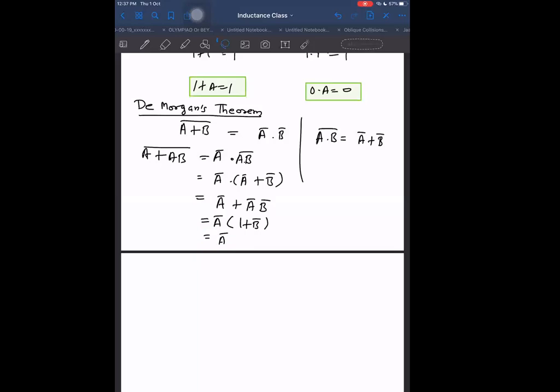Sign change means there are two signs only. One is dot and one is plus. So dot will change into plus and plus will change into dot whenever we break the line. So this is a single line here. When this single line is broken into two parts, here, here, then this sign in between will get changed. It will become plus. Where does this rule come from? It comes from the truth table again.